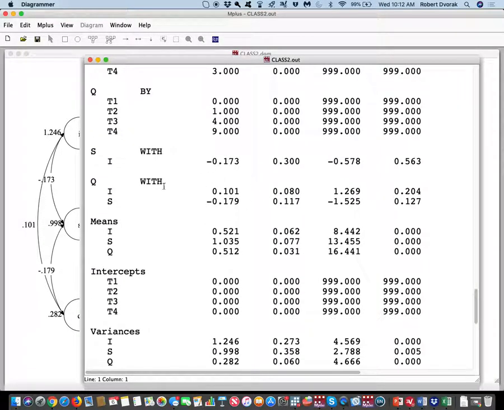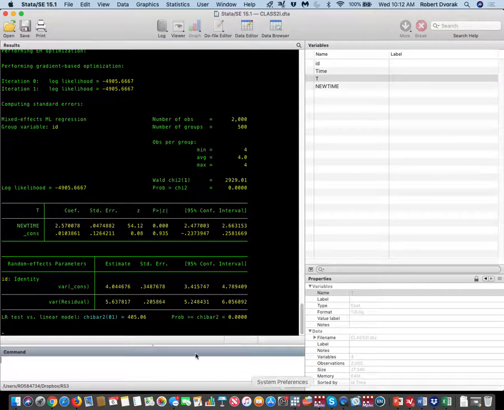Here are our correlations with our intercept and our slope and our quadratic slope, and here are our mean effects. Our intercept is 0.521, and what is 0.521? That is going to be what? The average where? And which one was set as 0? It's time point 1, right?